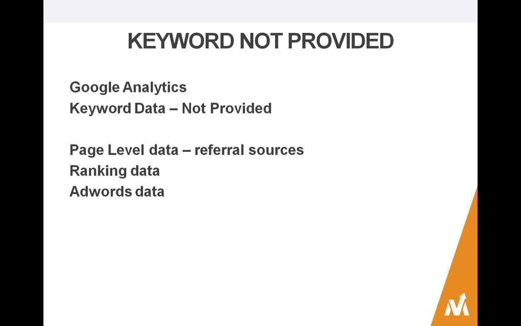So I mentioned earlier the keyword not provided. So within Google Analytics, they're not going to expose that keyword data any longer. It makes it a little bit more difficult for us as internet marketers because that keyword data is really pretty rich and we can understand how people find us. But we also have still page level data that gives us referral sources. We also have ranking data so we know which pages are resonating with our clients and with searchers. And we also have AdWords data that we can go back to. So all is not lost because the keyword data is not provided.